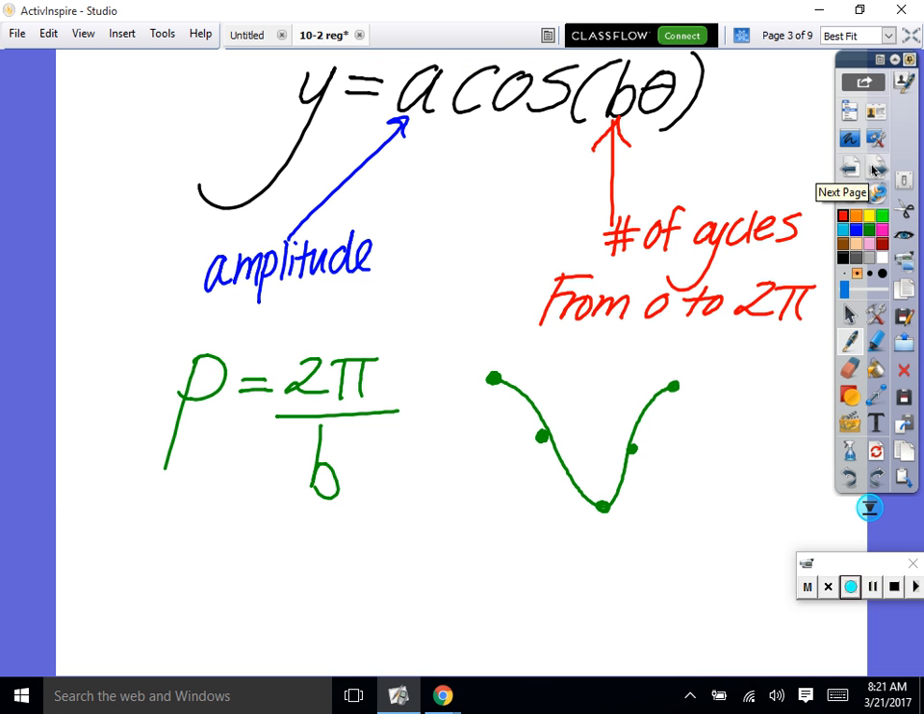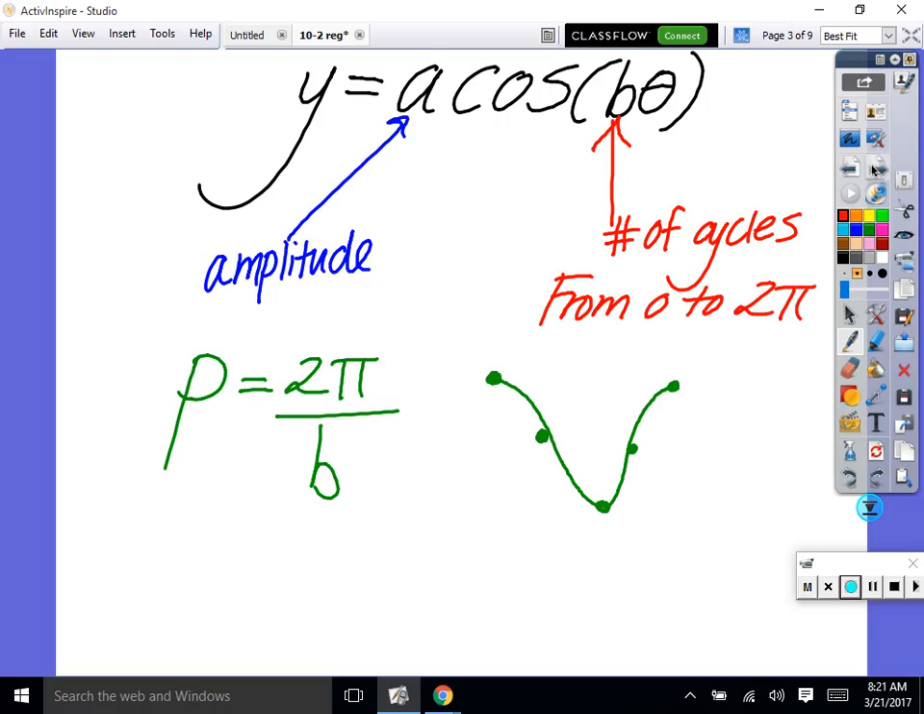Okay, go ahead and flip over. Well, maybe just write this at the top. So this is the equation. It's not anywhere there for you to write, so find a place to write this. The equation for cosine is y equals a cosine of b theta, where a is our amplitude, just like with sine, and b is the number of cycles from 0 to 2 pi, just like sine. So this is exactly the same idea here. And even the period is the same for cosine as it is for sine. So our period will be 2 pi divided by b.